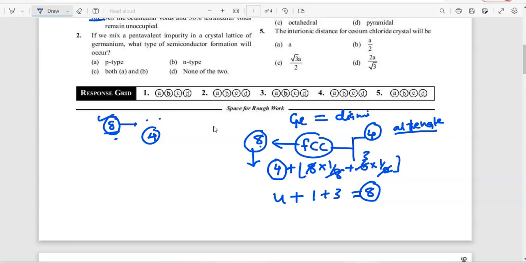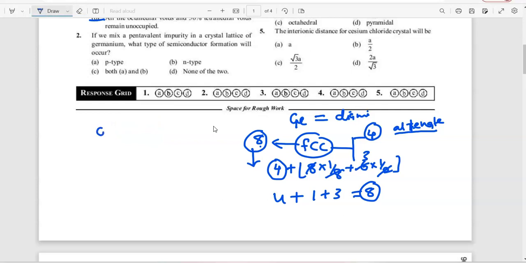Semiconductors means substances whose conductivity will increase by heating. Such substances are called what? Semiconductors. The semiconductor's conductivity is in between conductors and non-conductors. So here germanium is a semiconductor. We know that germanium belongs to the fourth group element, the carbon family, 14th group. Germanium has valence electrons 4.